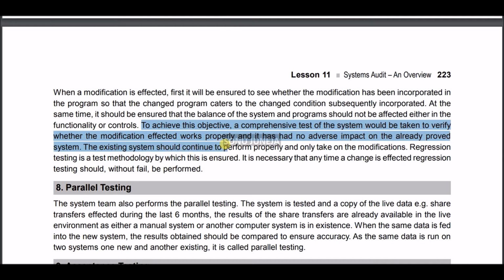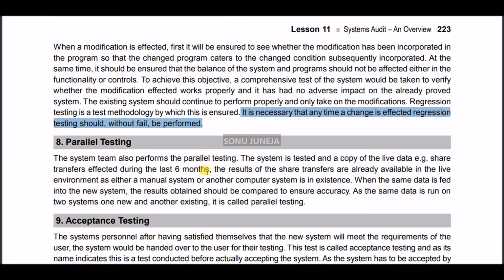The existing system should continue to perform properly and only take on the modification. Regression testing is a test methodology by which this is ensured. It is necessary that any time a change is effected, regression testing should be performed without fail.